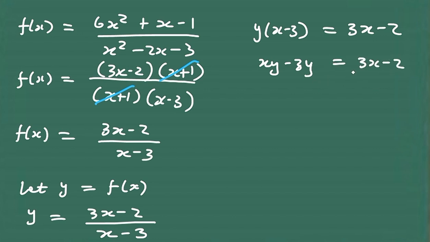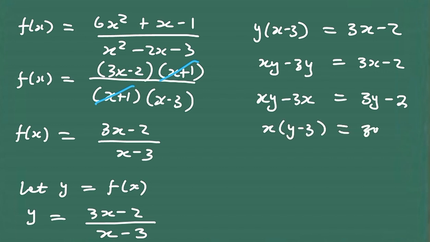So let's isolate all the terms with x to the left hand side. We are going to have xy minus 3x equals positive 3y minus 2. Alright, so making x the subject, we take x out, and this will be x times y minus 3 equals 3y minus 2. When we divide through by the coefficient of x, which is y minus 3, we are going to have x equals 3y minus 2 all divided by y minus 3.